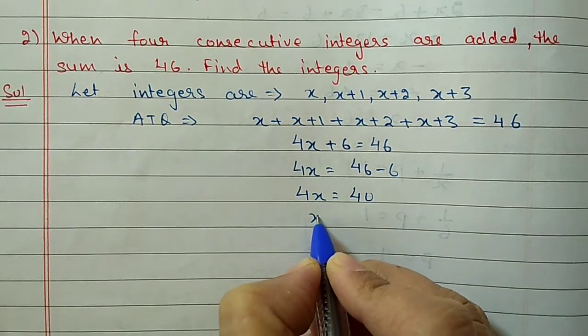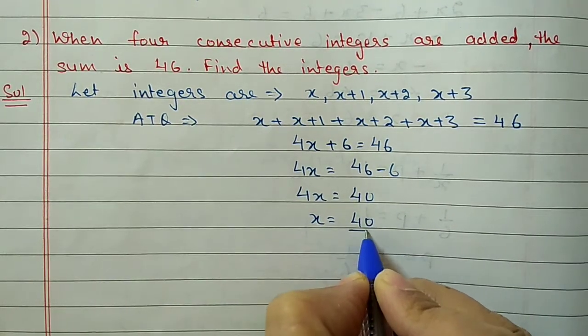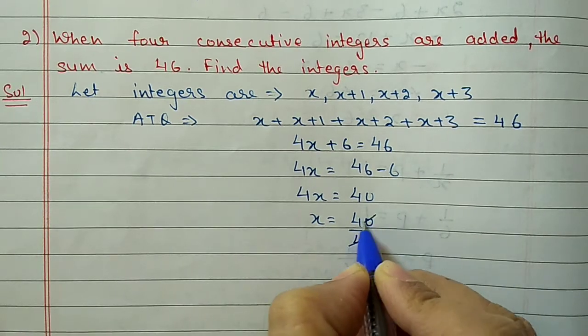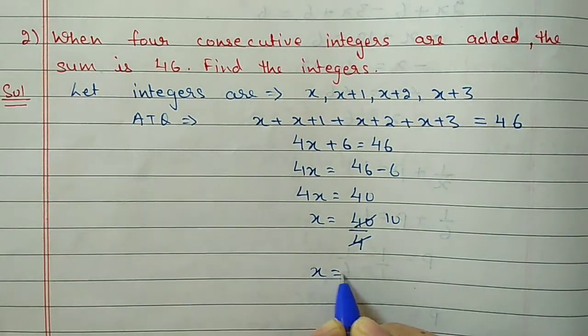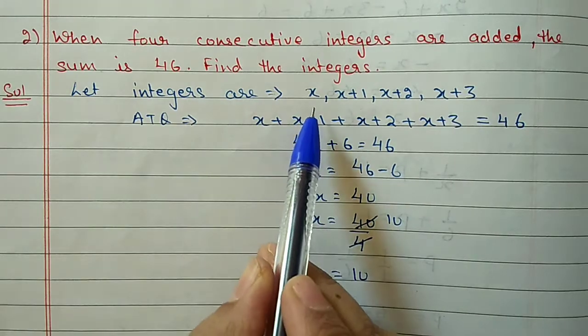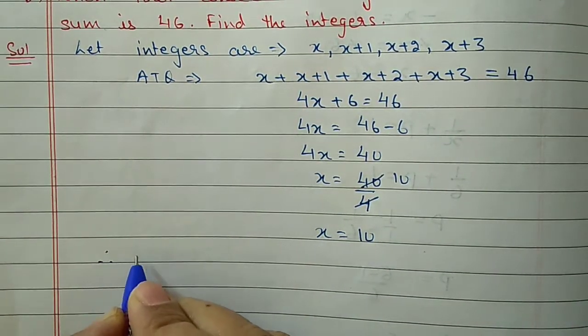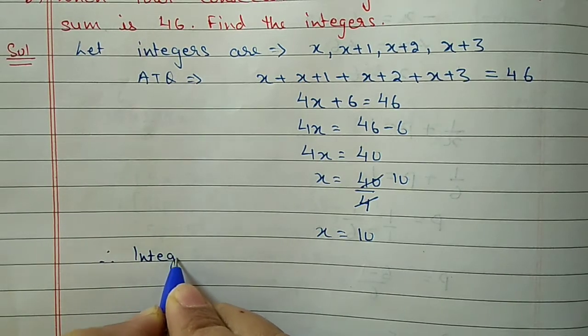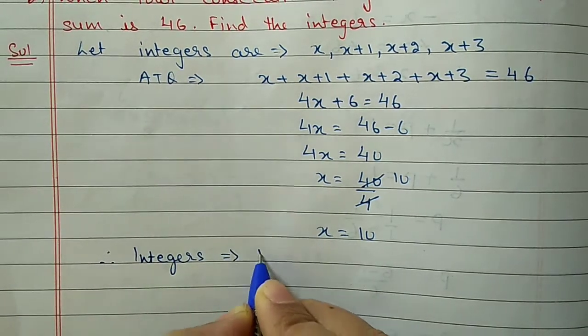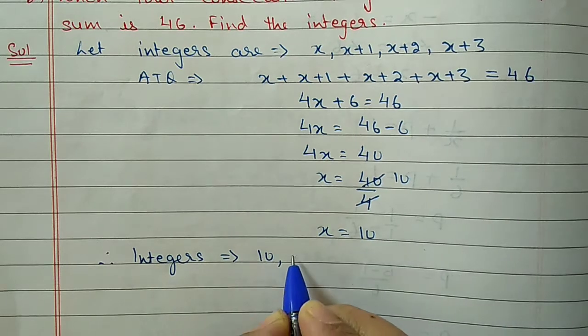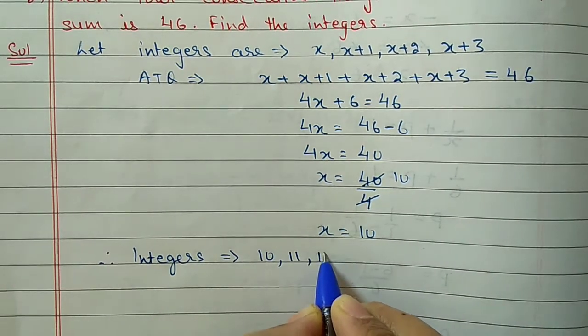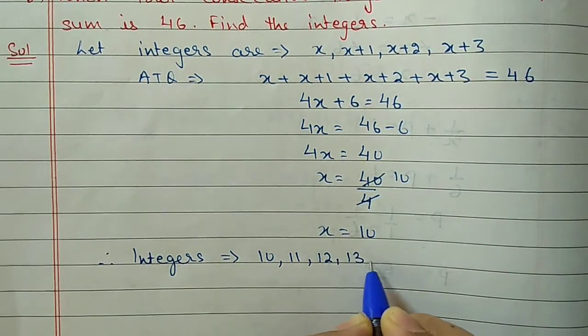Now this 4 also we can shift to the other side. It will go for division. We can cancel 10 times. So the value of x is 10. We got x as 10. Remaining integers also we can find out. Therefore the integers are: first is 10, next will be 10 plus 1, 11, then 12 and 13.